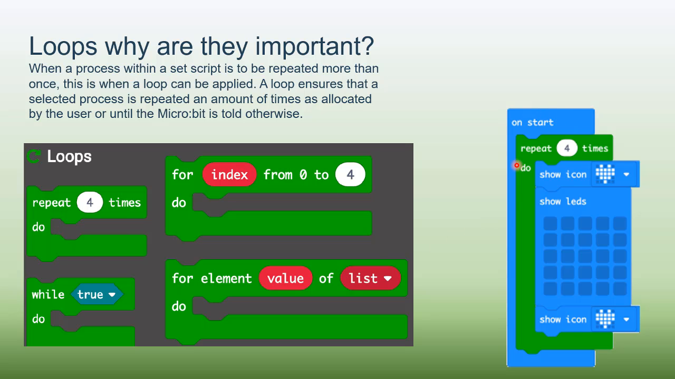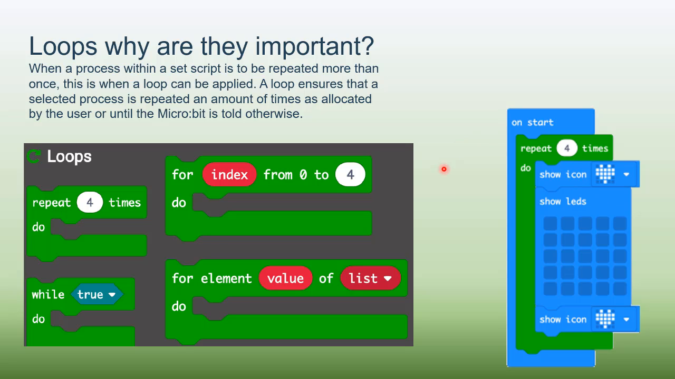This example on the right here is showing me where I'm going to repeat 4 times: show the icon, the heart, then show nothing, all LEDs off, and then show the icon, the heart again. This is going to give me a little flashing heart program, so the heart will actually beat. It'll do it 4 times, and then it will go on to if there's something else to do, or that will be it. So instead of just doing 1 flash, because this is repeating 4 times, it will beat 4 times.